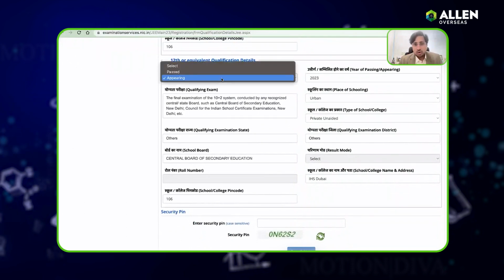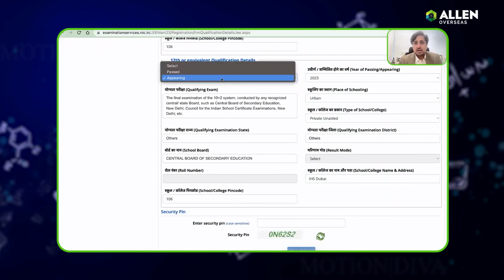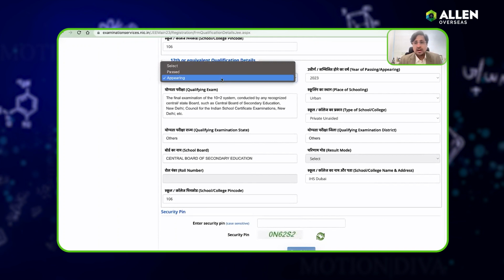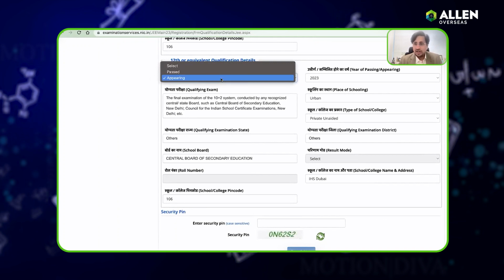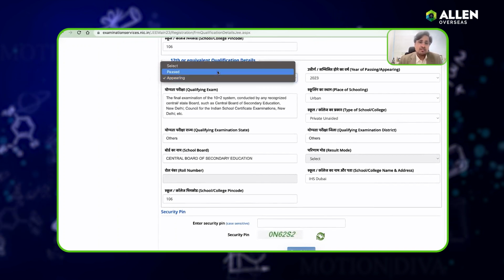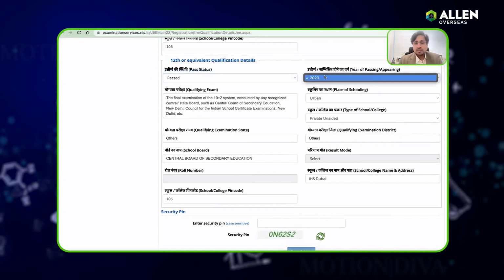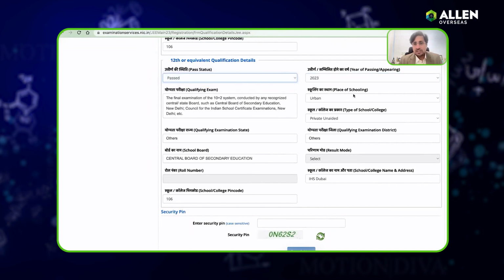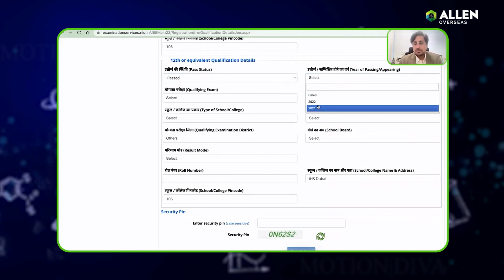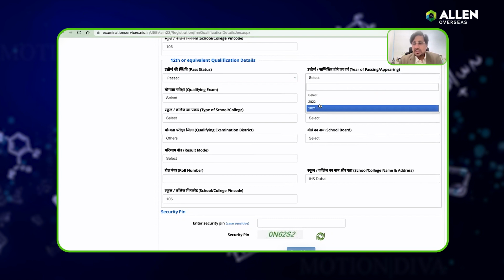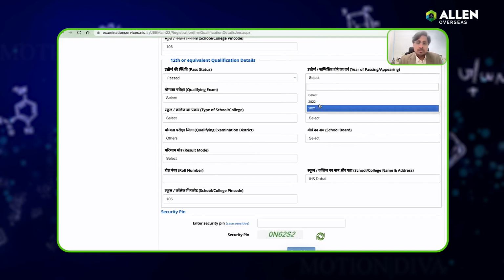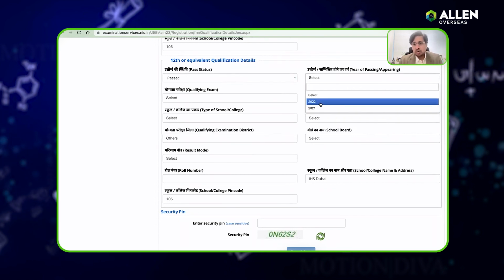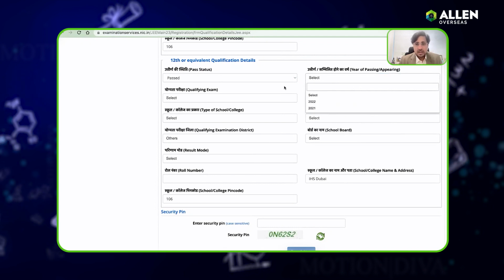So most of the students, I hope, would be from the appearing section who would be appearing in 2023. So they can fill 2023. Even if they have passed the examination in the previous years, they can fill the past as when they passed this examination. So only two options would be there because these are the two eligible years for the pass status. So either of the two passing years you can select.